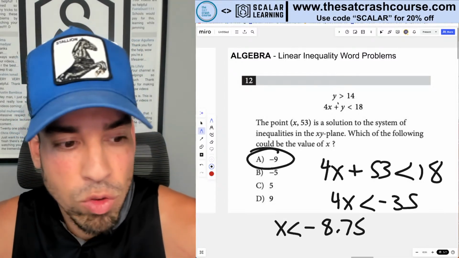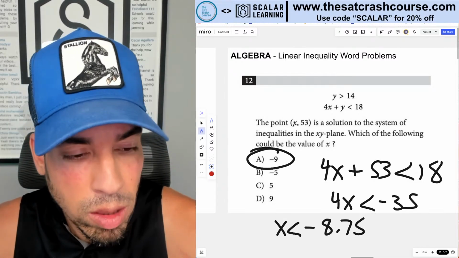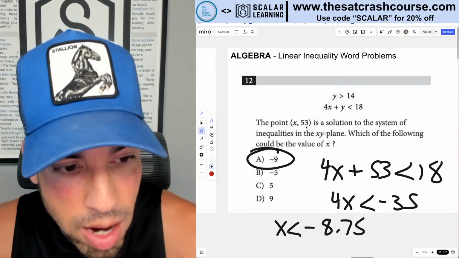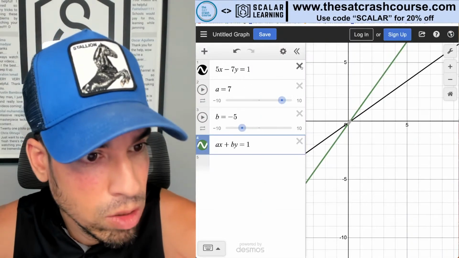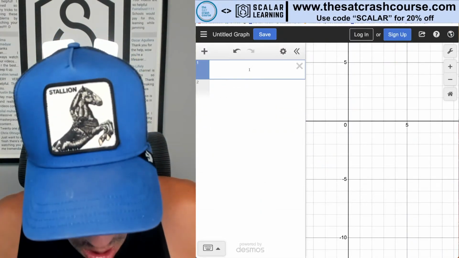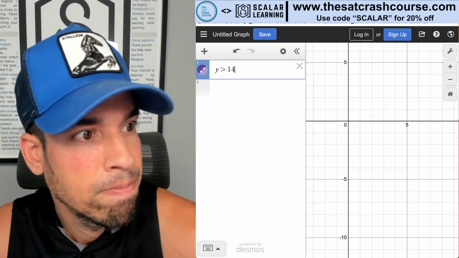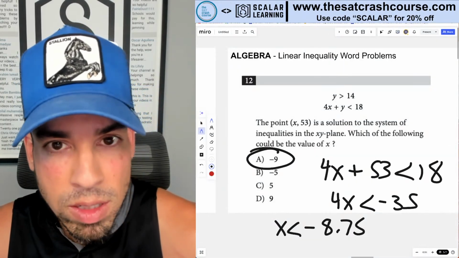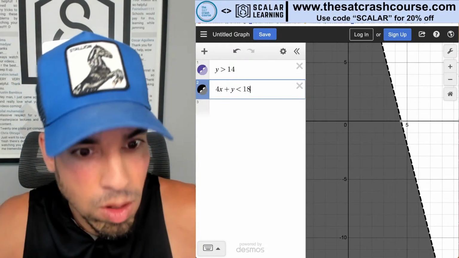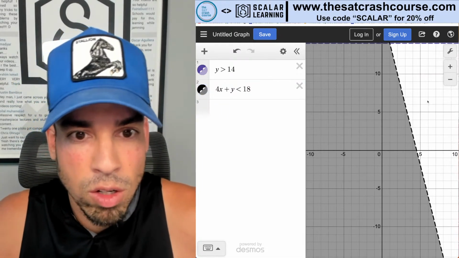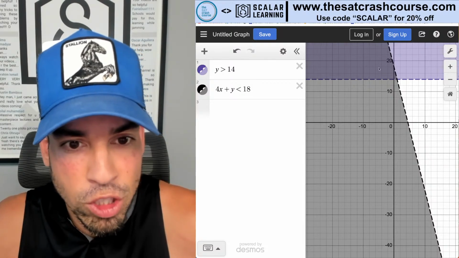Now, again, we could graph this, and then we could look at the different coordinates at y equals 53 and see what's a viable x. Actually, I'm going to show you that right now. Let me show you what that looks like in the graph. Y is greater than 14, and we've got 4x plus y is less than 18. And if we look at this, here's the shaded region. This is the solution set.